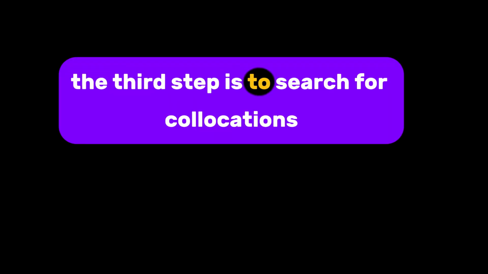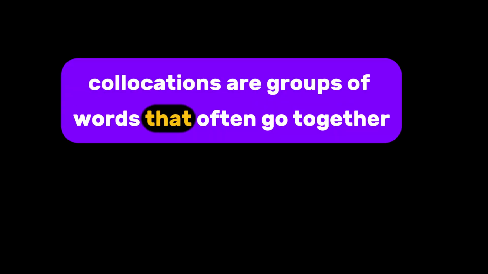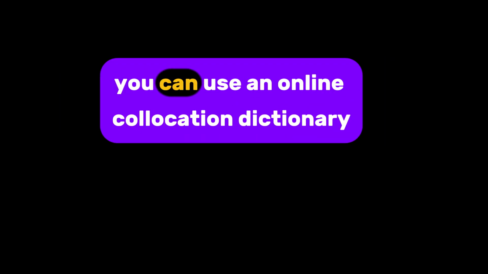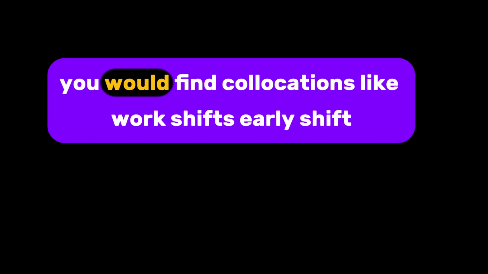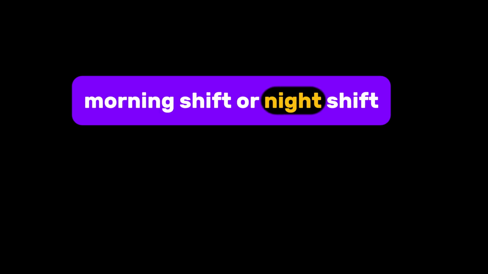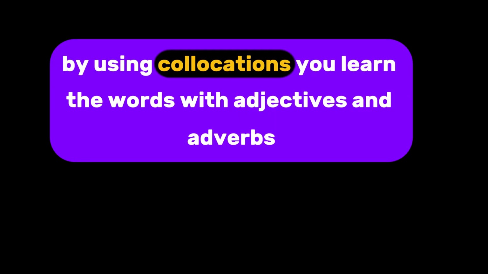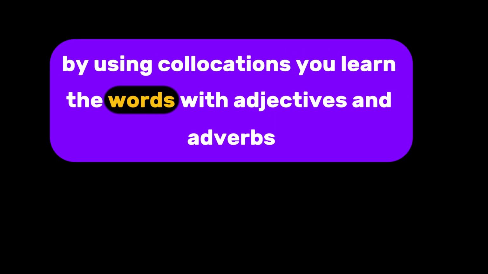Discover collocations. The third step is to search for collocations. Collocations are groups of words that often go together. You can use an online collocation dictionary. For example, for the word shift, meaning a period of work, you would find collocations like work shifts, early shift, morning shift, or night shift. By using collocations, you learn the words with adjectives and adverbs.